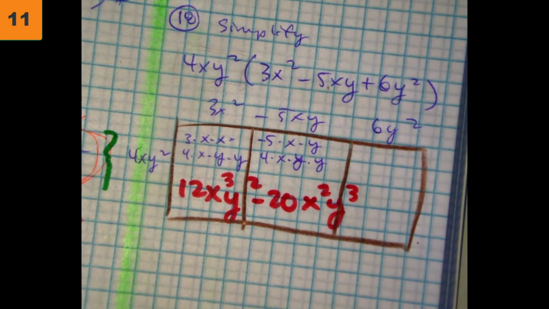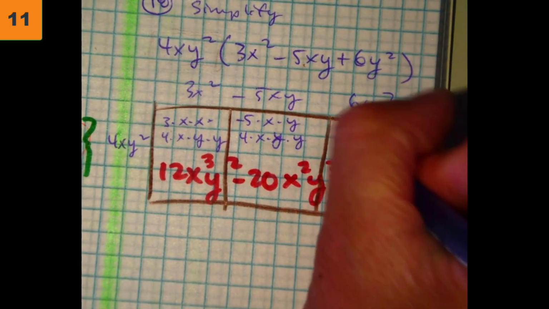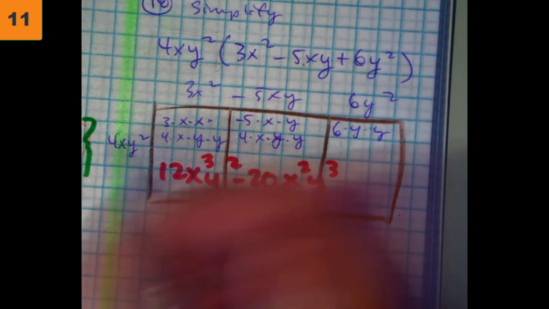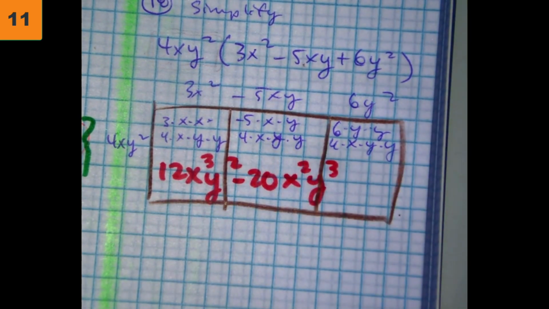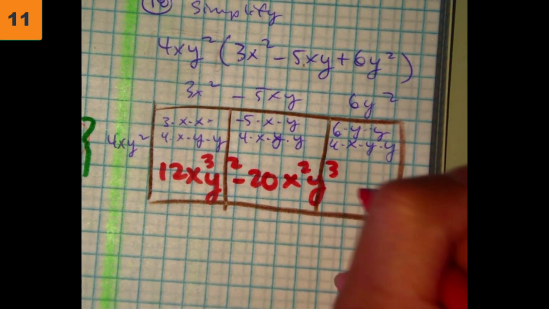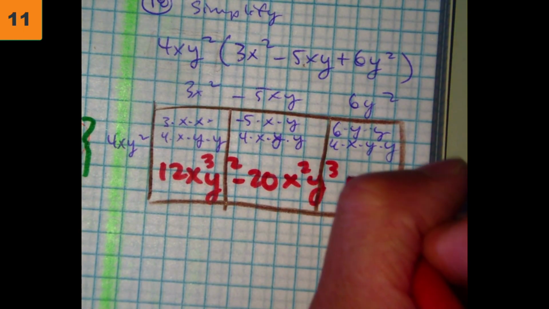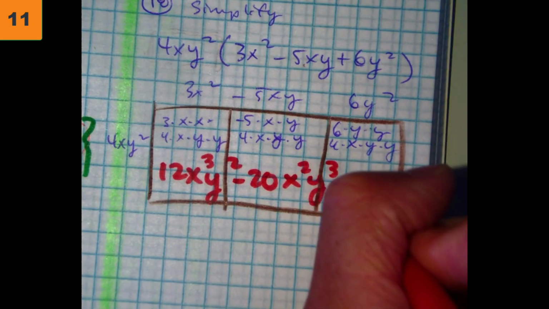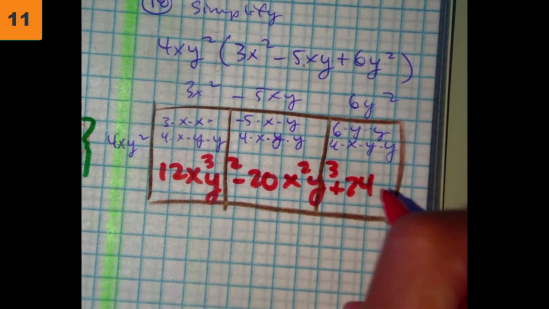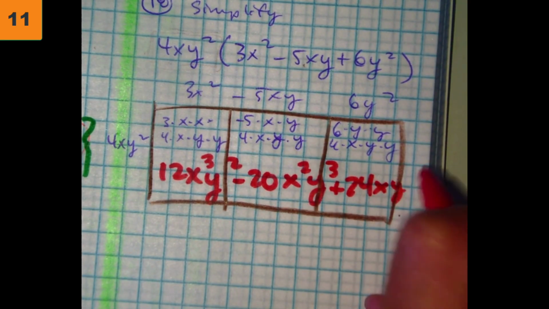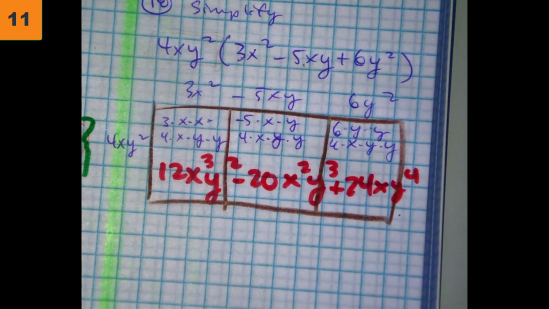And then I'm going to go ahead and do the same thing for the last one. 6 times y times y. 4 times x times y times y. 4 times 6 is 24. Positive or negative? And then how many x's do I have? 1. And then the y's? 4. Y to the 4th power. Raise your hand if you got that as your answer.